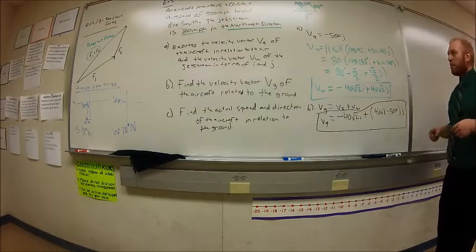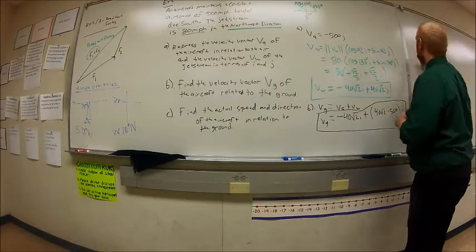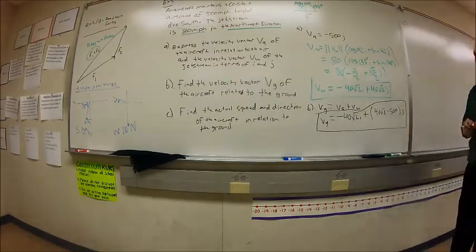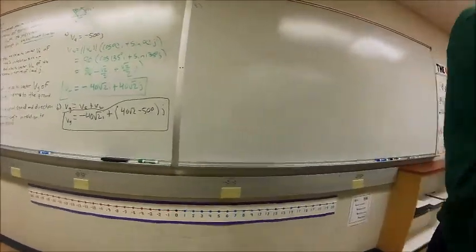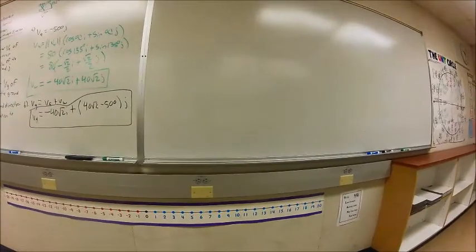Okay, cool. Then for C, find the actual speed and direction of the aircraft in relation to the ground. We need to know the actual speed and the direction. There's two things we need: speed, that's going to be magnitude, and two, direction. That's why I made a big deal about the direction yesterday.